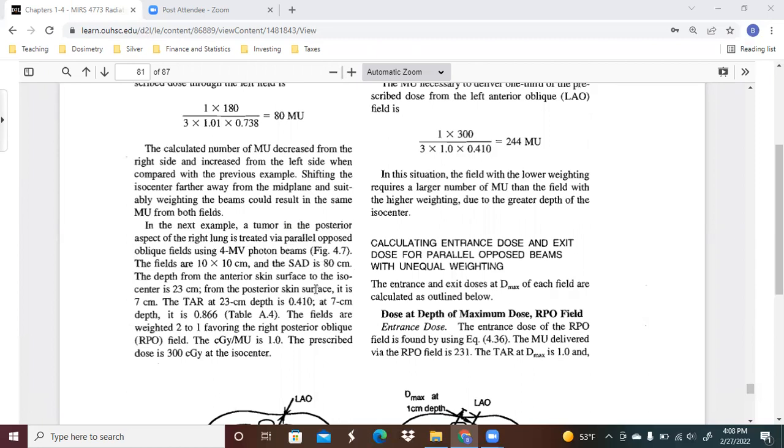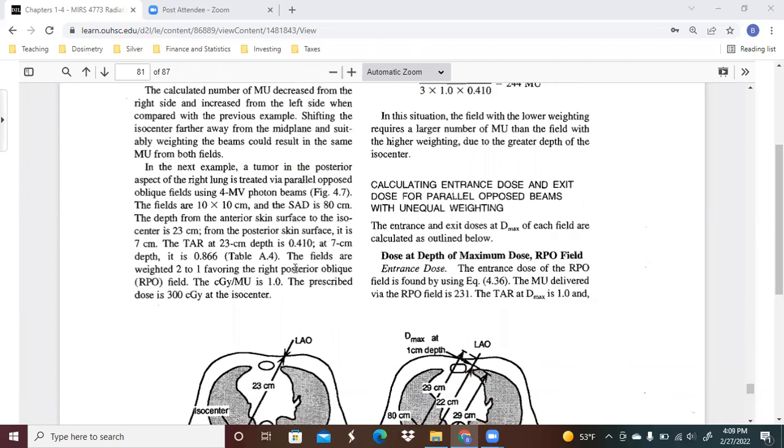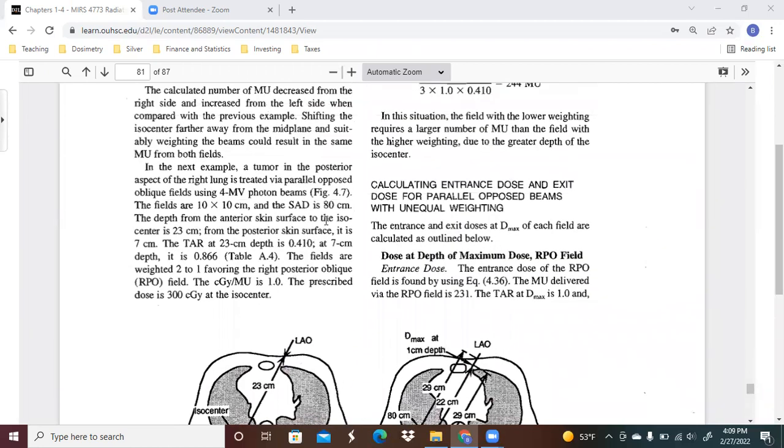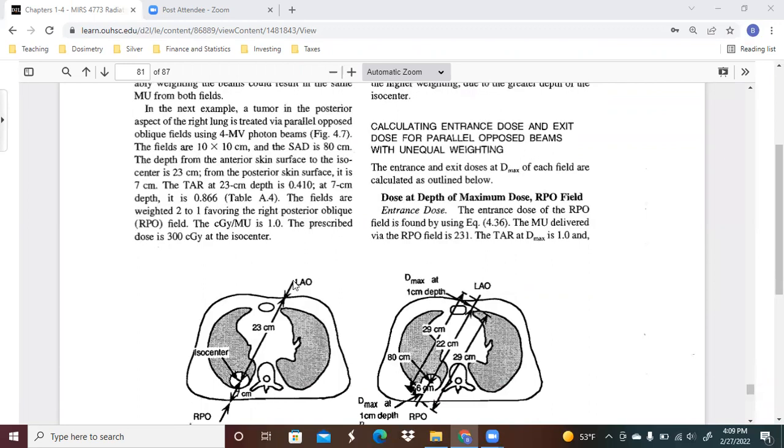So in the next example, a tumor in the posterior aspect of the right lung is treated via parallel opposed oblique fields. And why would they be oblique in this case? In this particular case, they might be wanting to stay off the cord in order to be able to hit this to the dose that they want.